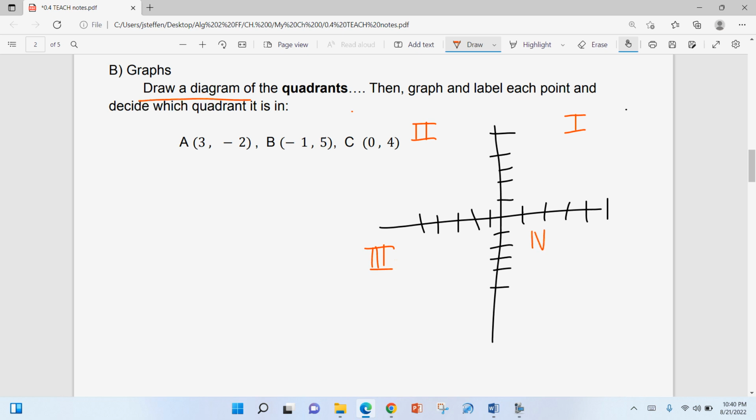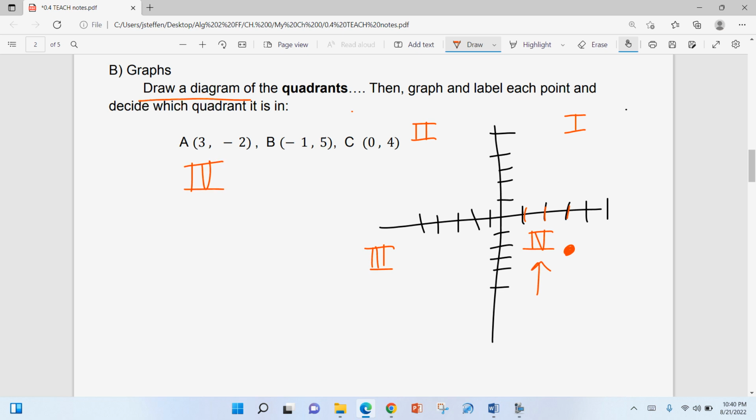This is quadrant 4. So you just have to memorize that. It is counterclockwise, 1, 2, 3, 4, and then you just have to say where each one is at. So A is (3, 2), so we go over 1, 2, 3, and then down 2, so that's down here. So that's in quadrant 4.